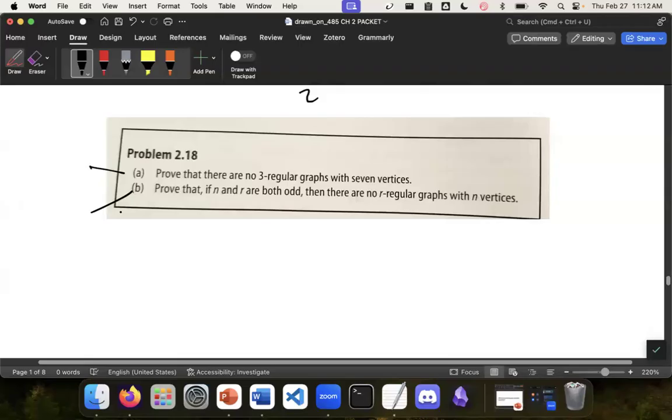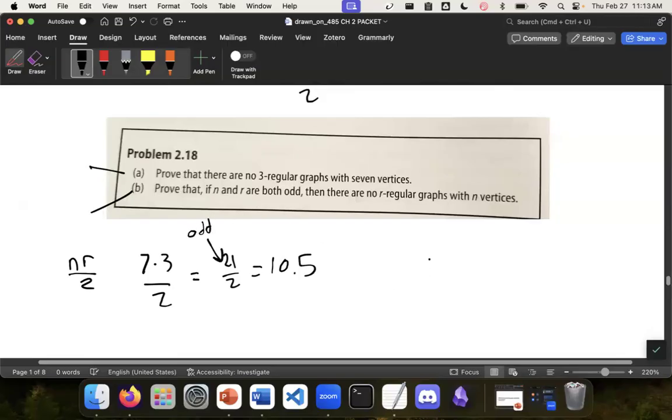So that's for a specific example. What about for the general example? It's going to be the same kind of structure, right? So you come to a contradiction where we know n times r over 2, and we plug it in, so it's 7 times 3 over 2, and this is 21 over 2, which is 10.5. And the key factor here is that 21 is odd.